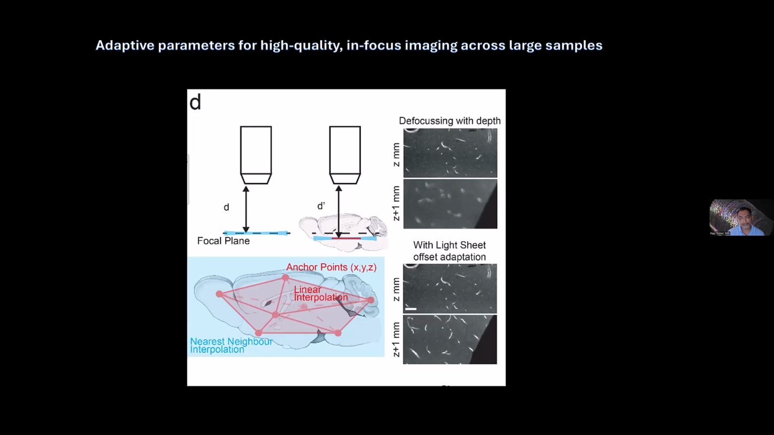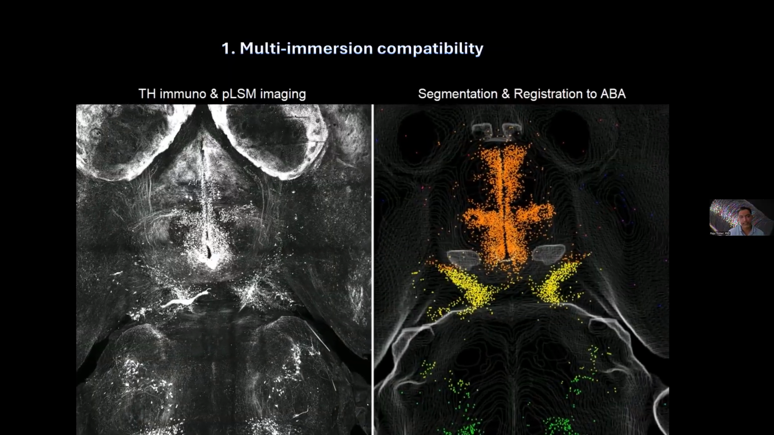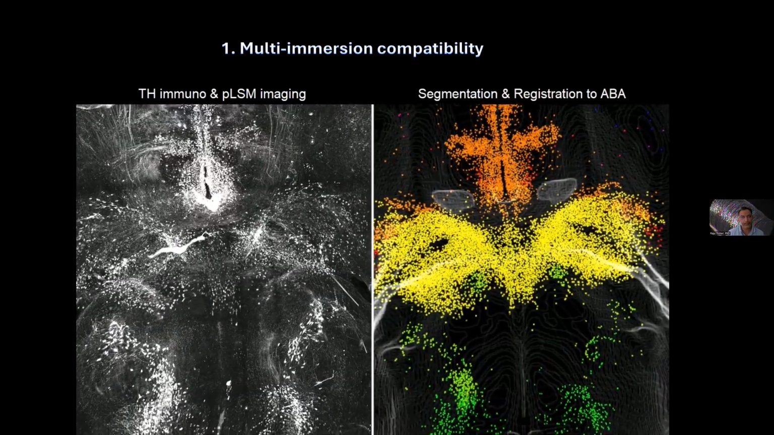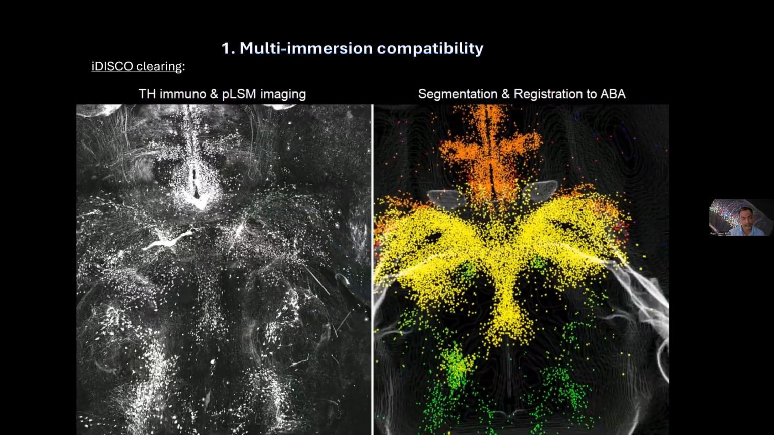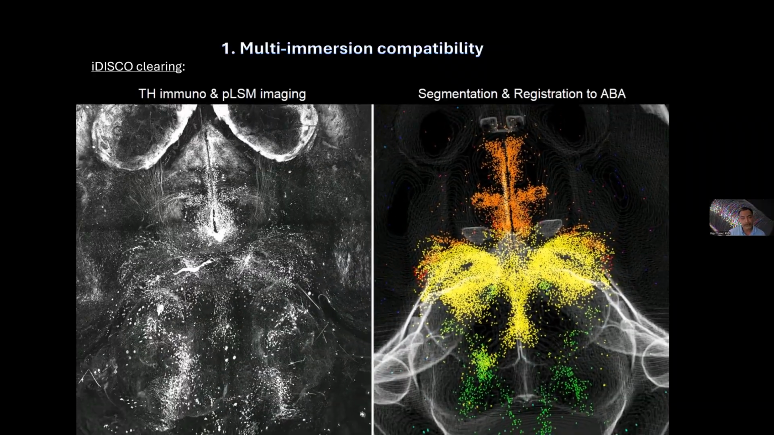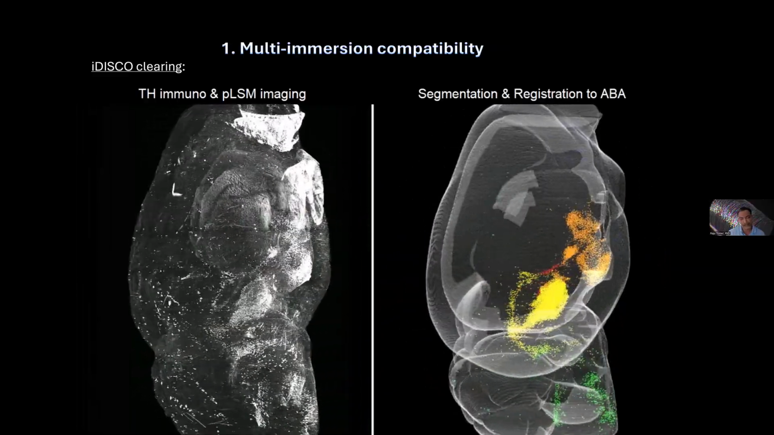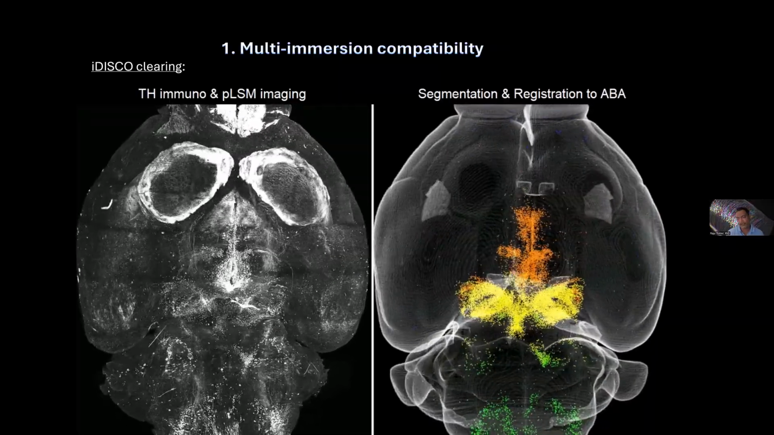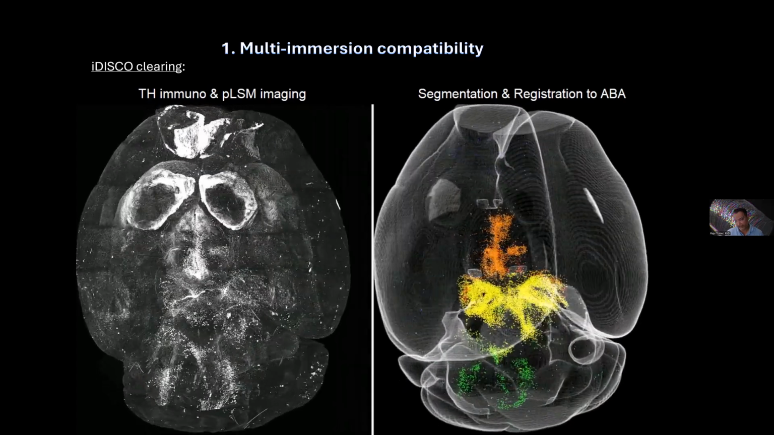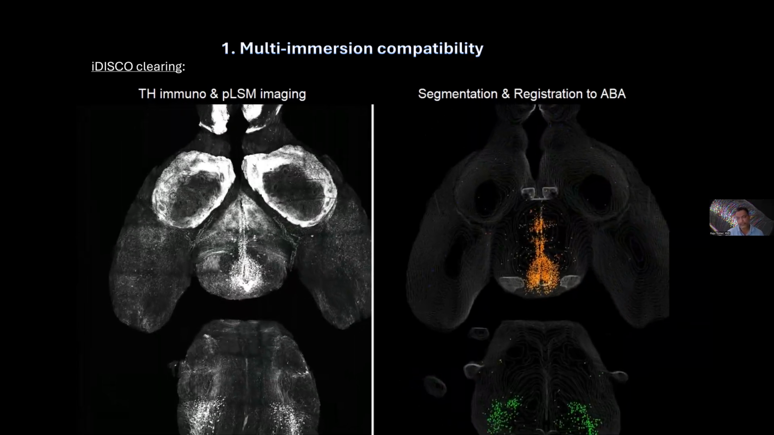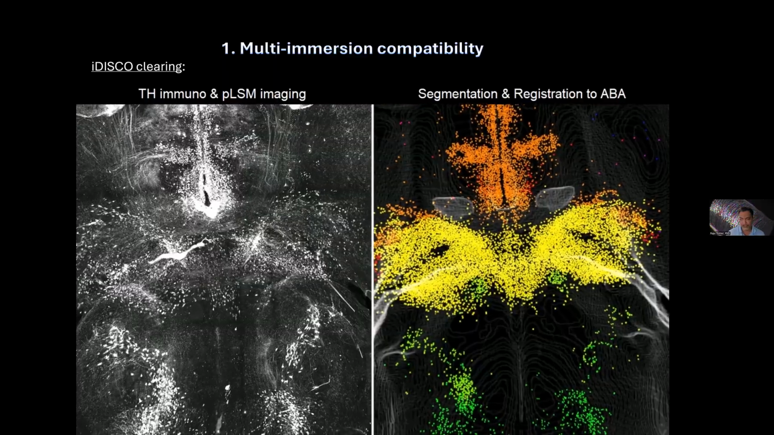In the next few slides, I'm going to show some data points along those features, starting with the multi-immersion compatibility. Here's an example of imaging a whole mouse brain processed with the iDisco clearing method. This is an iDisco processed brain stained for tyrosine hydroxylase, which is a marker for dopamine neurons. On the right side, you see that we can analyze this data with standard segmentation tools and also register it well in a brain atlas to get this brain-wide distribution of the dopamine system.